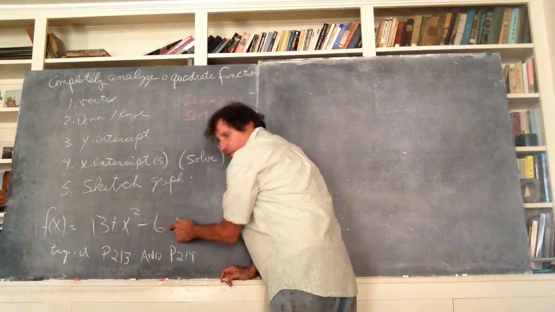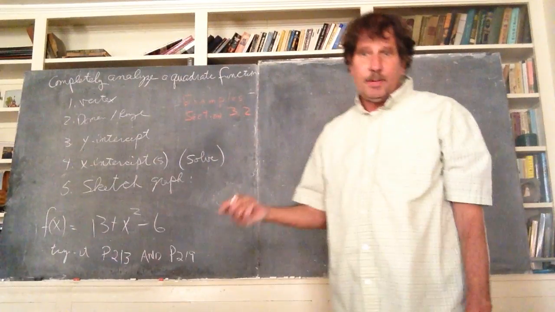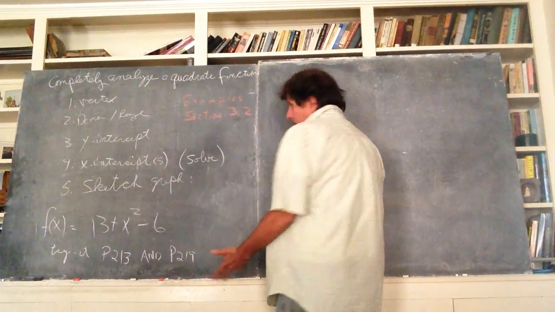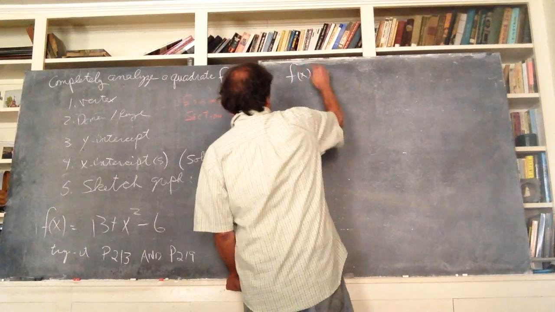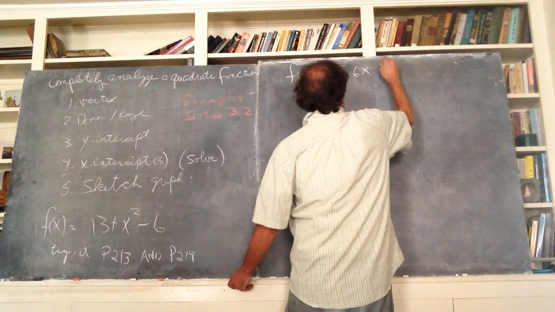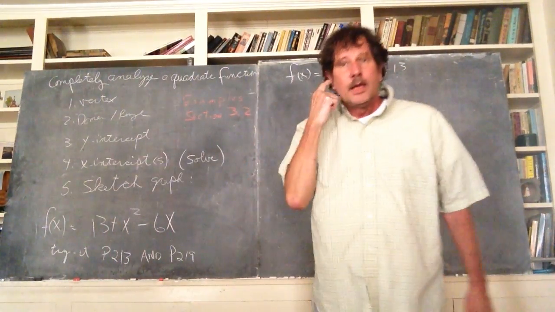This is the first example we're going to do. It's a try it problem on page 213, and then again on page 219. First off, it's not in general form, so I'm going to rewrite it. x squared minus 6x plus 13. You gotta be kidding me. I forgot this. And so, I'm going to completely analyze this.